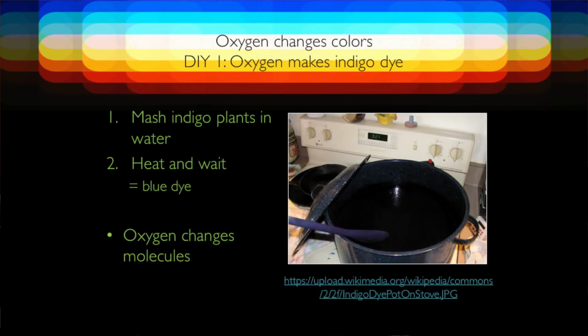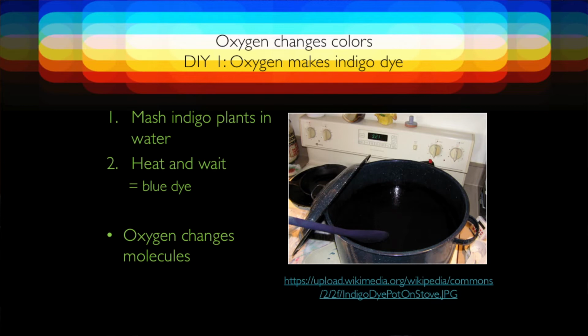So you can see how oxygen changes things by seeing how it changes colors. Oxygen makes some colors appear. If you're making indigo dye, what you do is you mash indigo plants up, you heat them, and you wait. And this results in the nice blue dye in your pot. Oxygen is what is actually producing the blue when you look at it.